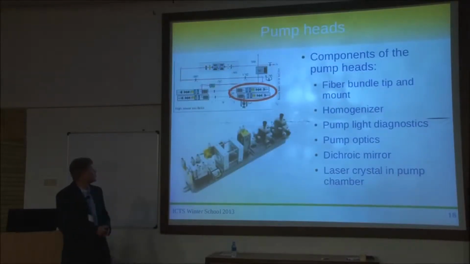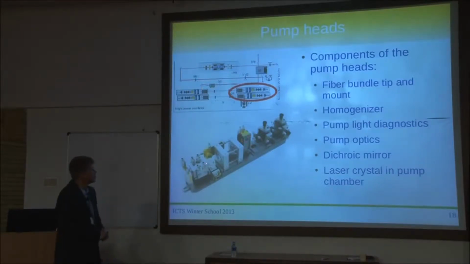So then there are 4 of these pump heads here, and I want to quickly go through it. So here's a picture of it. And it consists of different components. So here is where the laser light comes in. That's fiber coupled, and the end of the fibers is held by this mount. Then it's sent through a glass rod, a so-called homogenizer. And here are some diagnostic devices.